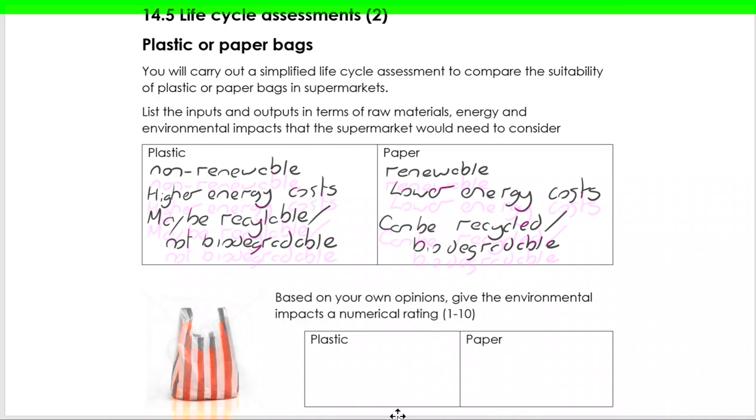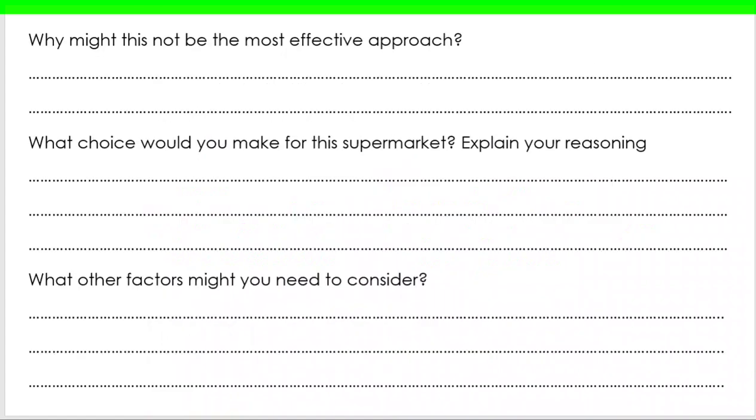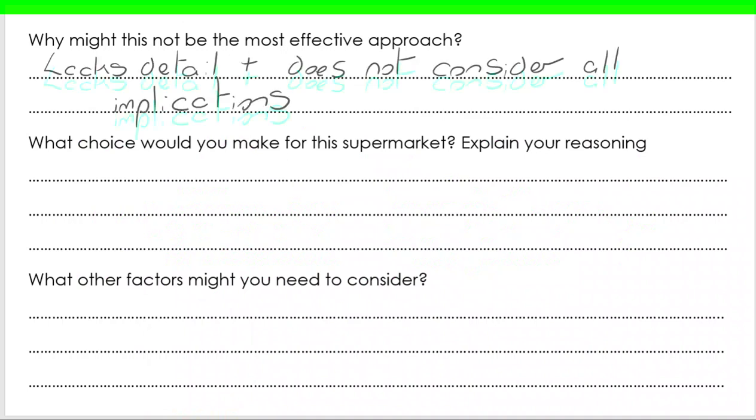Now, one way that you might deal with this is to give them a score out of 10 for environmental impact. I'm not going to do that for you now, but let's have a think about why it might not be the most effective approach. When you think about it, it is just a number, and it's a number we're making up. There's no sound scientific basis for that number. It lacks detail, and there are many other implications to consider.